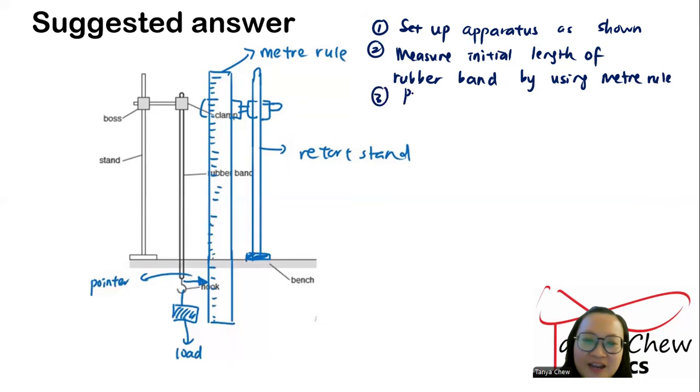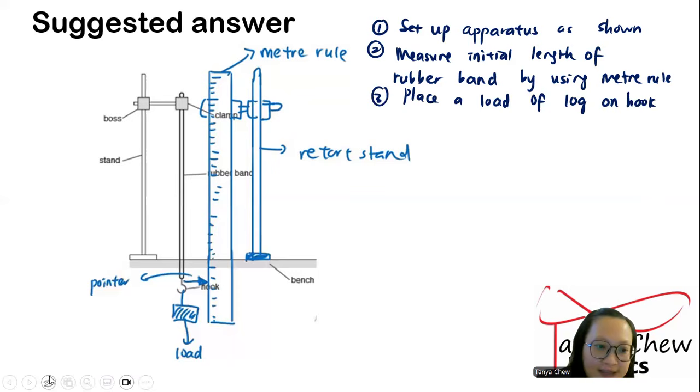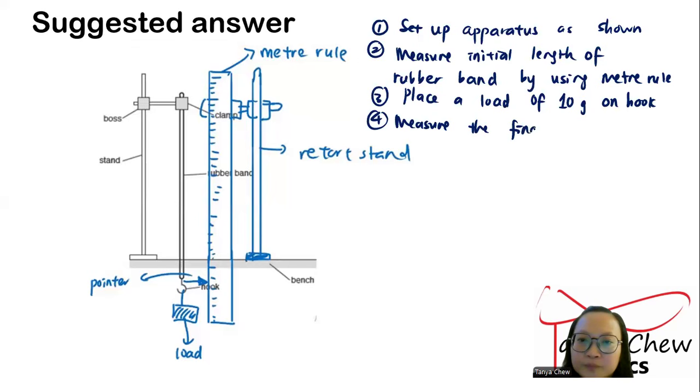And then place a load of maybe 10 grams on hook. Oh, this is not log, this is 10 gram. How come it looks like a log here? Okay, 10 gram on hook. All right, and then measure the final length of rubber band by using meter rule.